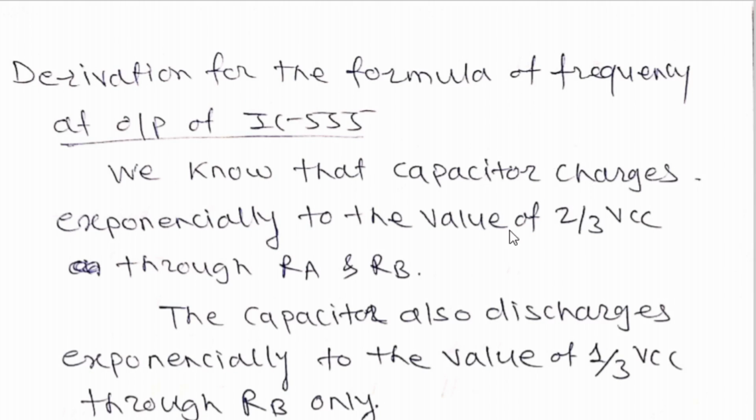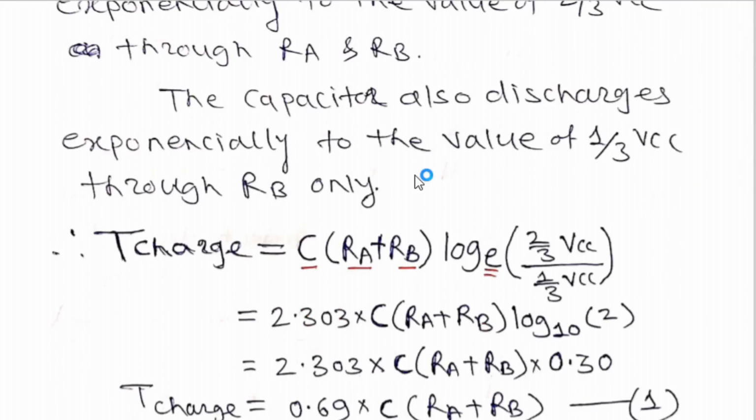Then again, as I told you, once again in short, we'll repeat that. We know that the capacitor charges to the value of 2/3 VCC, number 1. Number 2, it charges through RA and RB. We also know that this capacitor discharges to the value of 1/3 VCC, and it discharges through RB only.